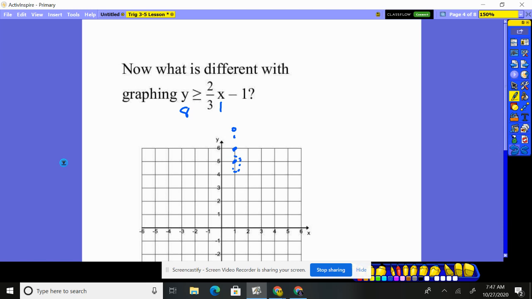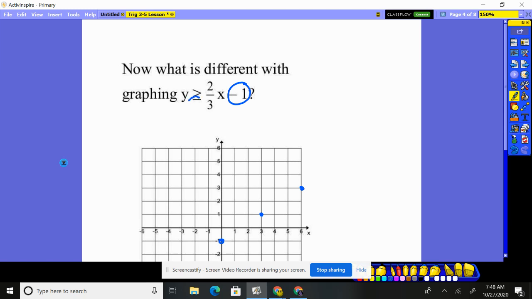So what we need to do is decide where's that boundary line? Where is that line? And that's what we're looking for. And it's simply the line y equals 2/3 x minus 1. So we just simply erase that. I'm going to go ahead and plot -1. I'm going to say, hey, 2/3 up 1, 2 over 3, just like the last problem.